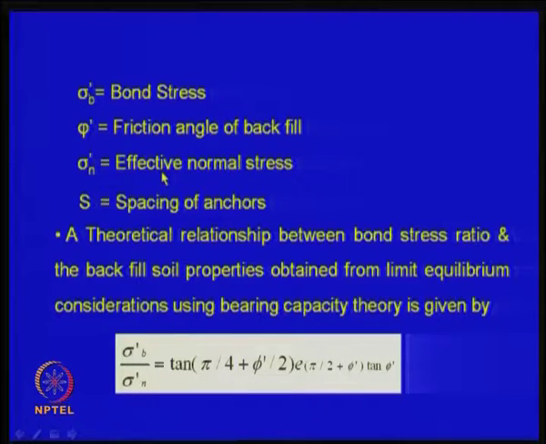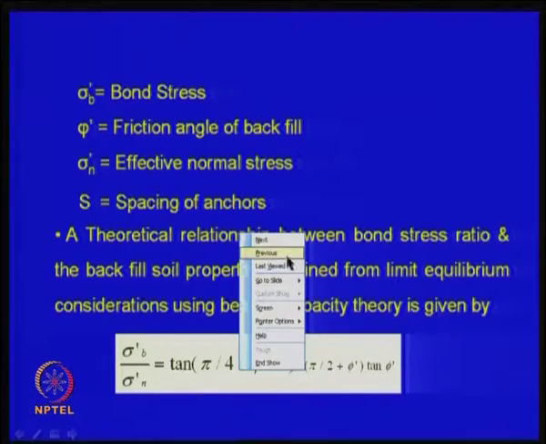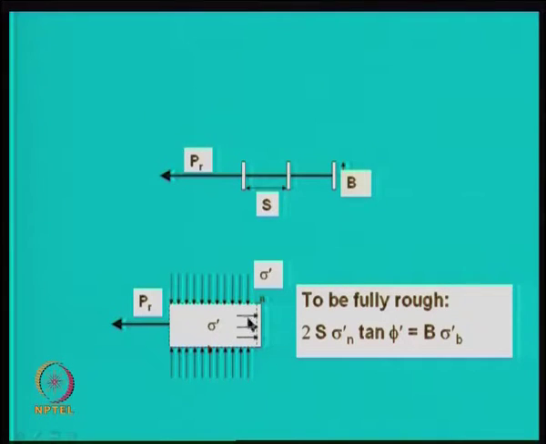We also have a theoretical expression which is quite useful. A theoretical relationship exists between the bond stress ratio and the backfill soil properties, obtained from limit equilibrium considerations using bearing capacity theory. Sigma dash B by sigma dash n is a simple expression that we see if you look at the bearing capacity theory. So, you will have this equation, because the objective, as I just mentioned in the previous slide, is to calculate the bearing resistance. This is the bearing resistance, right.